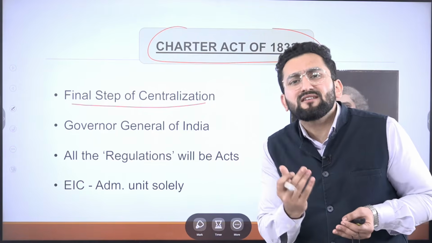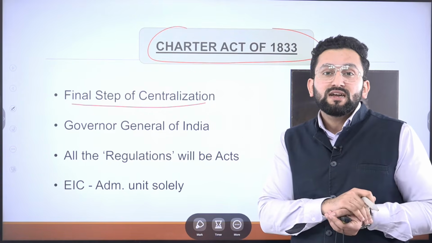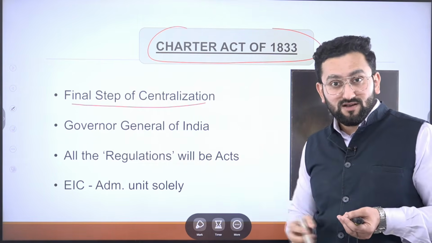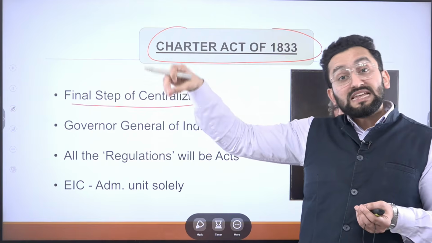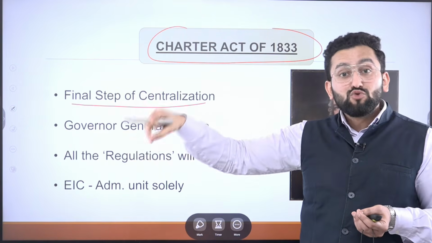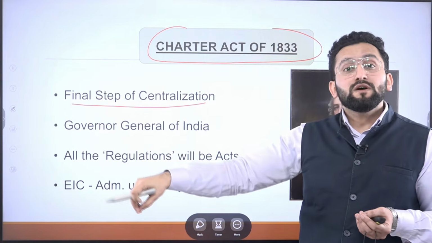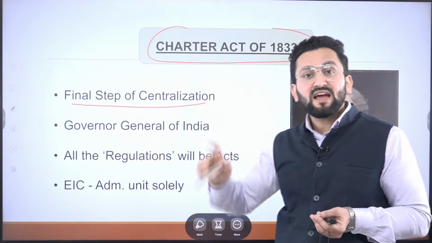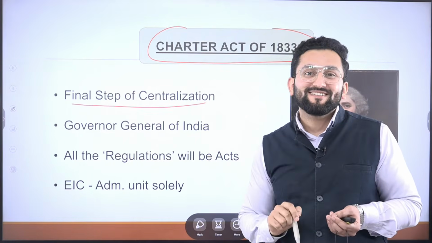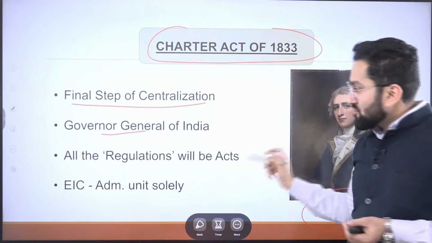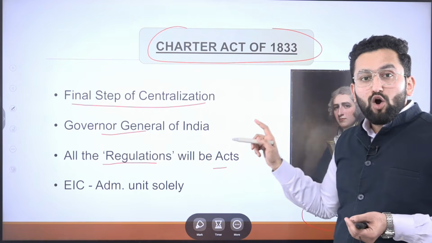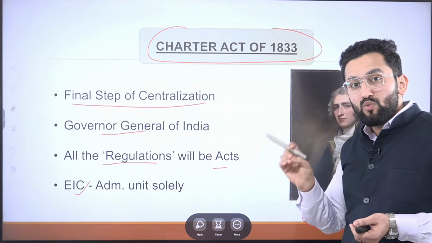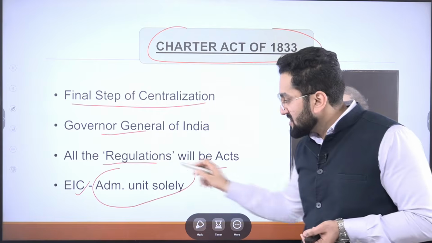So which law were they referring to? They were referring to Charter Act 1833 as a start, because now the seat in Bengal is going to be representative of British interest across the Indian Peninsula. That is why the word centralization was used, right? Now Governor General of India, I told you, all the regulations will now be acts, and now the English East India Company will solely be an administrative unit.